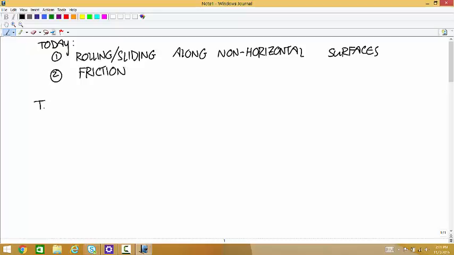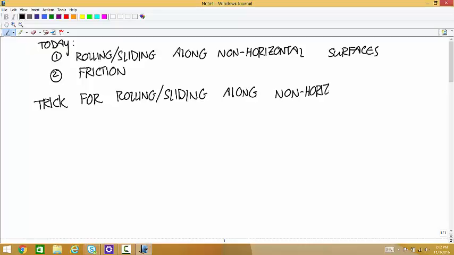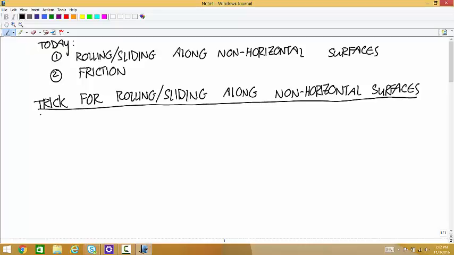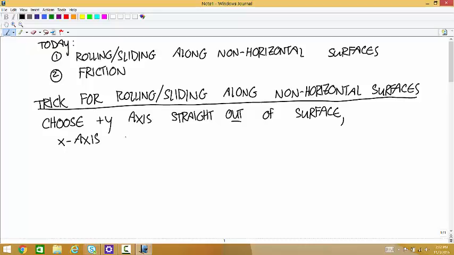Okay, so first, here's a trick for rolling and sliding along non-horizontal surfaces. What you do is we're going to choose a new coordinate system. So choose the positive y-axis to be straight out of the surface. And then the x-axis, that means, is parallel to the surface.